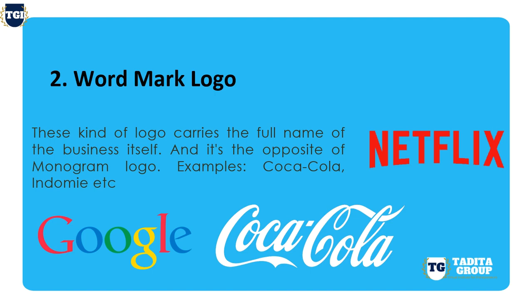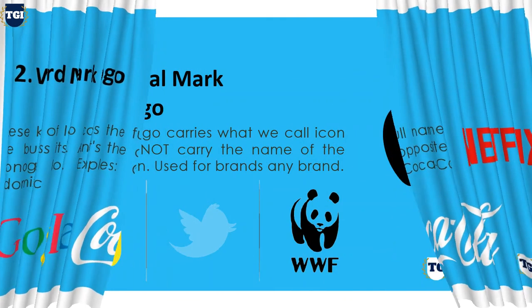I think a business like Nike would have used a Watermark logo, but they decided to use a symbol, which is still great. So we have Netflix, we have Coca-Cola, and we have Google. They use the names of their businesses as their logo.